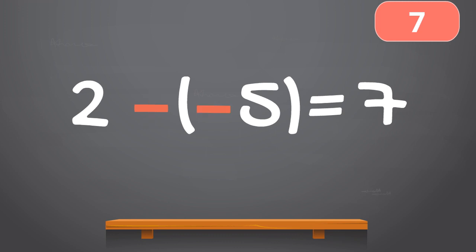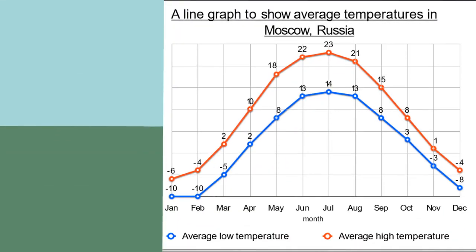So there you have it. When you have two minus signs right beside each other, like this, you can turn it into a plus sign. You'll learn more in secondary school about why you can do this. Let's jump back to the line graph and try a few more questions.